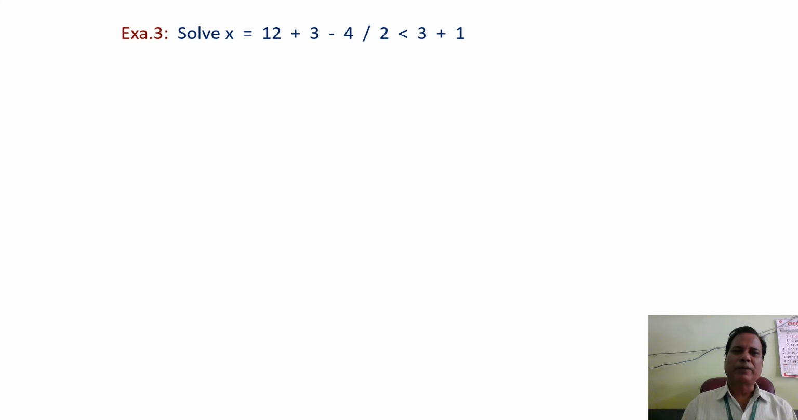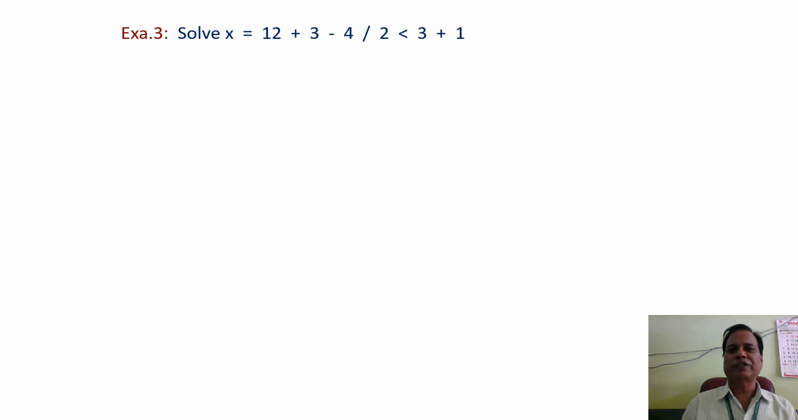In another example, we have to solve an expression x is equal to 12 plus 3 minus 4 slash 2 less than 3 plus 1. Now in this expression we have a relational operator. The relational operator has a precedence level higher than the assignment operator, but its precedence level as compared to the addition and subtraction operators is less.